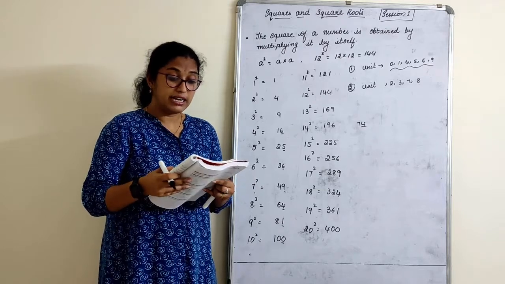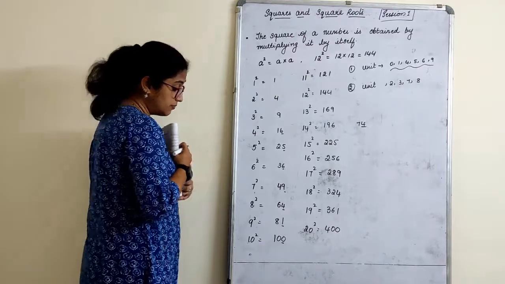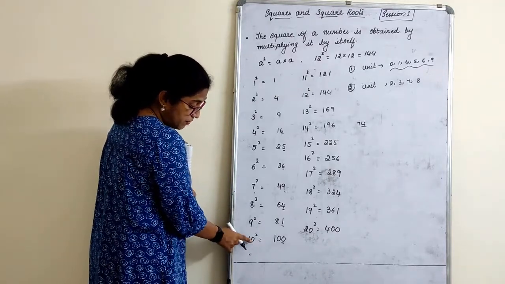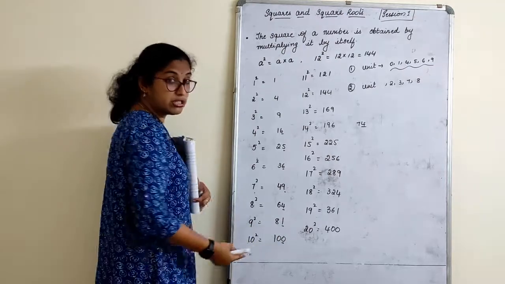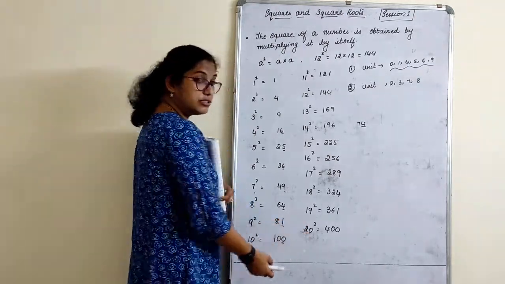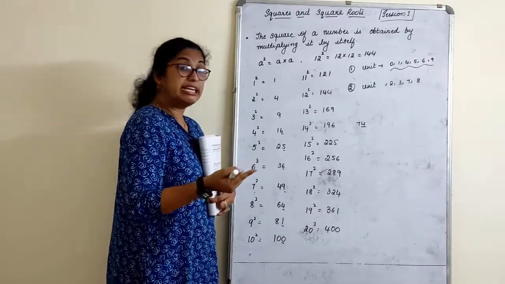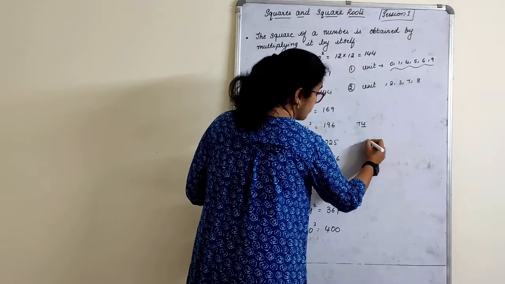The number of zeros at the end of a perfect square is always even. Now see here, 10 square. So how many zeros are there in 10? 1. The number of zeros is even. 2 zeros are there. In 20, how many zeros do I have? 1. It is ending in even zeros. Okay, let me take 100 square.